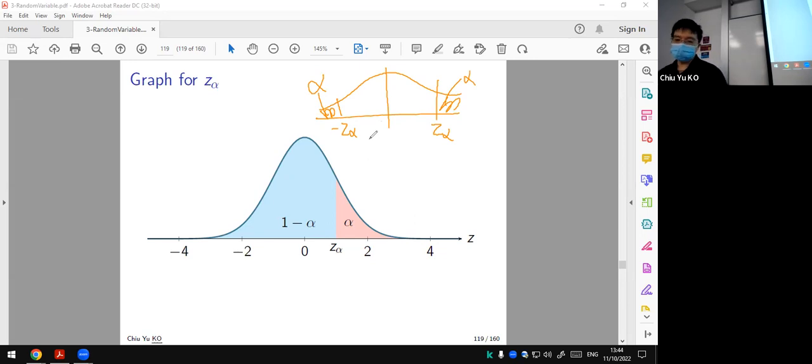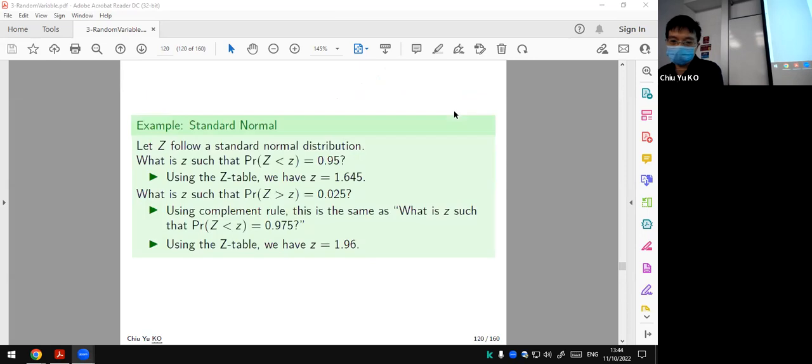So Z alpha is a positive number, just to let you know. But anyway, we are just trying to do this, which is something we do very often. The question is: what is Z such that the probability of being less than Z is 0.95? So how do we do this, and what is it asking?